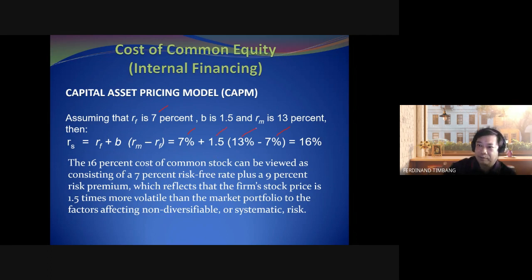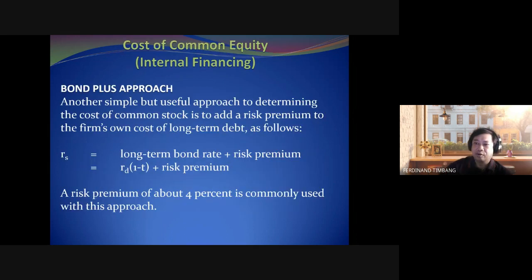And then the 13% for the market return. So meaning the cost of capital now is 16%. Okay, so we have the bond plus approach now.